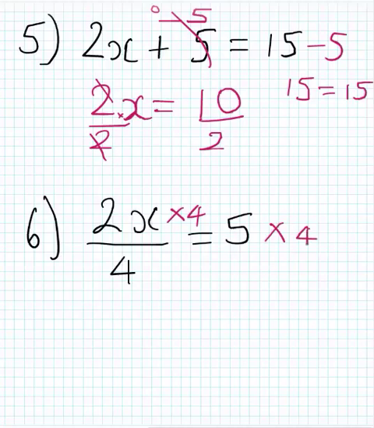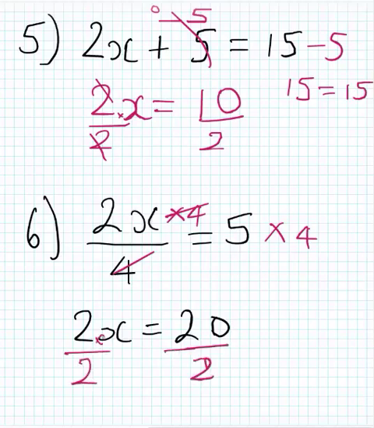So your next step is to cross out the 4 and cancel out. So it's gone, and we end up with 2x is equal to 5 times 4, which is 20. And now our final step is, opposite of 2 times x is to divide by 2, that cancels out. So x will equal 20 divided by 2, which is 10.